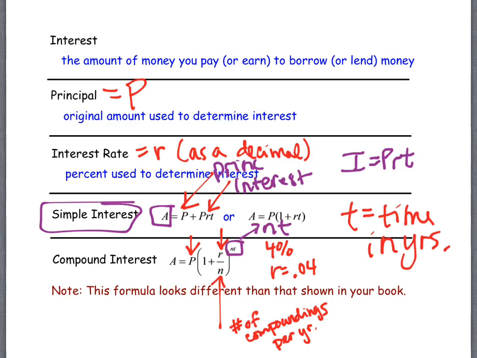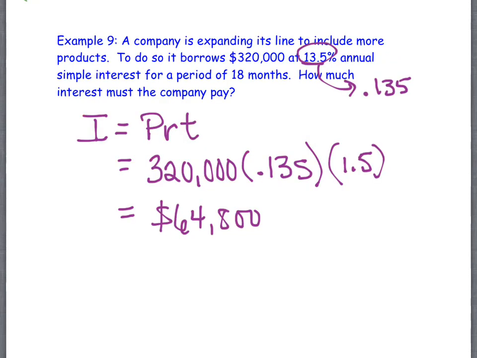So we talked about interest being the money that you make or earn when you borrow or lend money. P is the principal, it's the money you either put on deposit or the money that you borrow. Your interest rate is the value R as a decimal. There's two ways to write simple interest, and then we have one formula for compound interest. And compound interest actually calculates interest on your interest, or interest on the remaining value of a loan, something like that. We've done one example with a company that is expanding its line, and they had this very large interest rate of 13.5%, and they paid a whopping total of $64,800 in order to borrow this money.